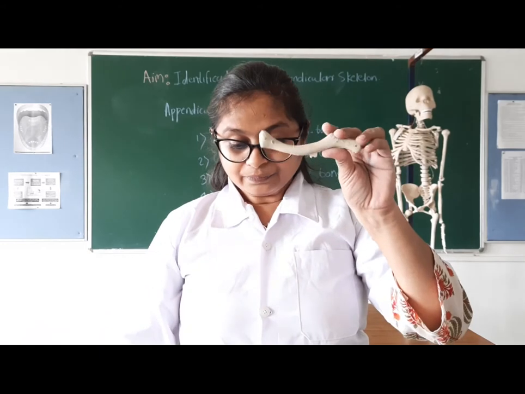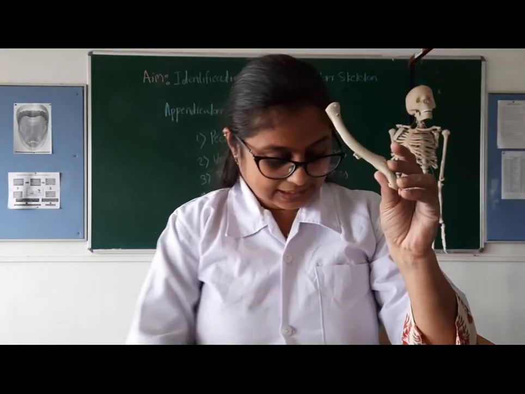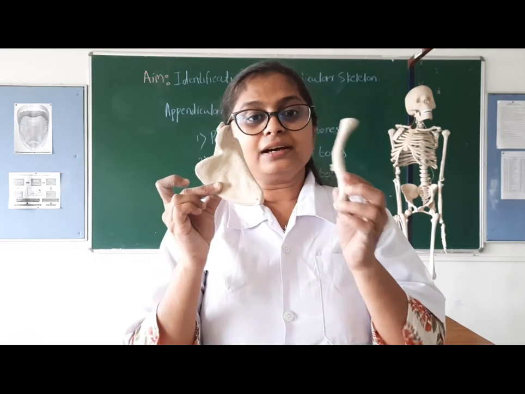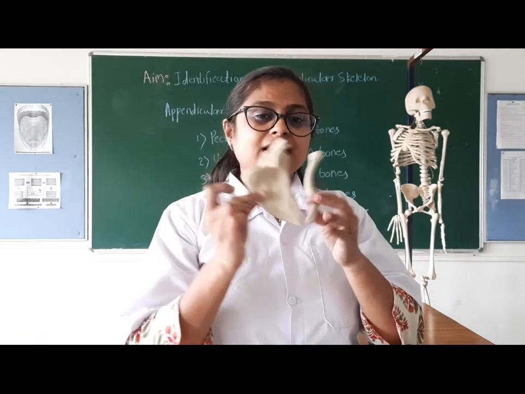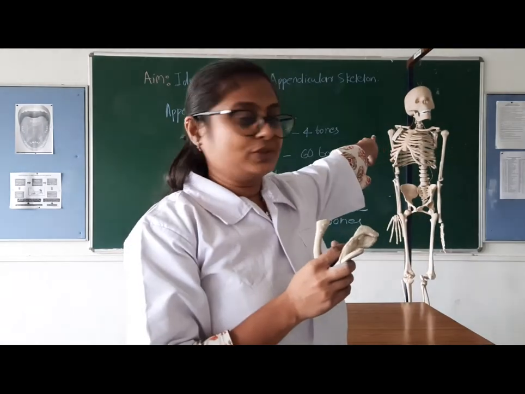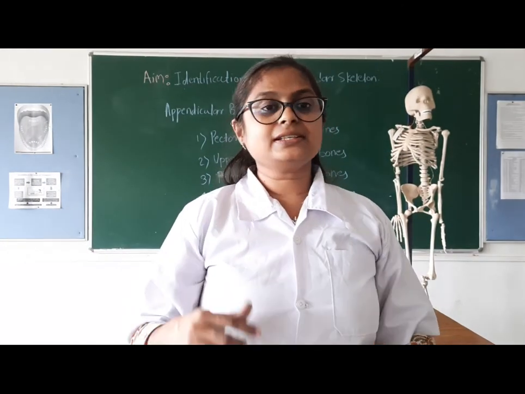These are the clavicle. Next one is the scapula. These are the pectoral girdle, clavicle and the scapula. Clavicle contains the 2 bones and scapula contains the 2 bones. Okay, these are totally the 4 bones which are the pectoral girdle. Now next one is the upper limb.